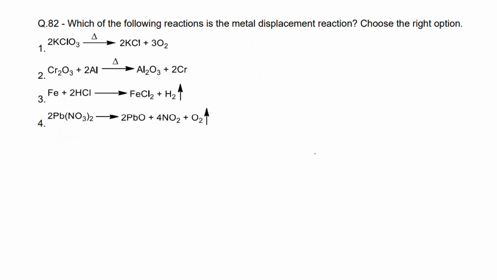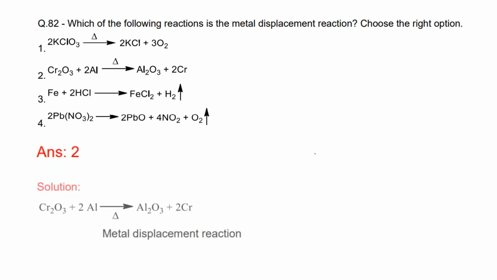Next question, question number 82. Which of the following reactions is a metal displacement reaction? Choose the right option. KClO3 giving rise to KCl and 3O2. There, metal is not replacing, so it is not a metal displacement reaction. Next, chromium oxide plus aluminum. Here aluminum is replacing that chromium, so that is a metal displacement reaction. In all the remaining cases, there is no displacement of metals. So option 2. Very straightforward question. Option 2 will be our right answer.